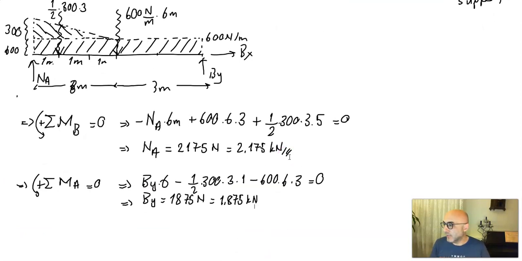And as for BX, it's very straightforward. It's very easy to see that in the x direction there is no applied force on the beam, so the reaction would be 0. For that we can write the sum of the forces in the x direction should sum up to 0. So BX equals 0. Okay. So NA is 2.175 kilonewton, BY is 1.875 kilonewton, and BX is 0.